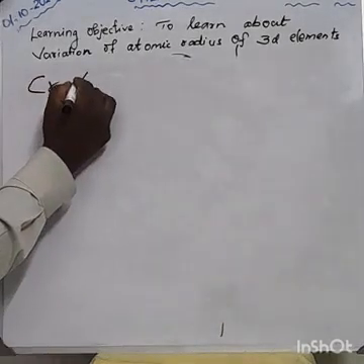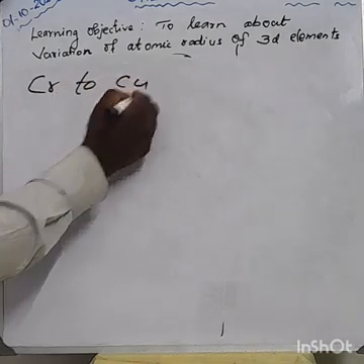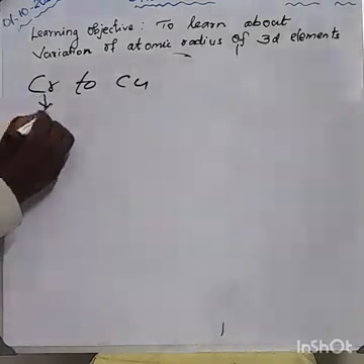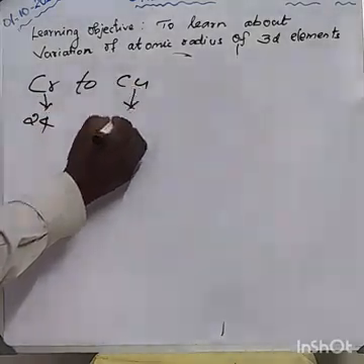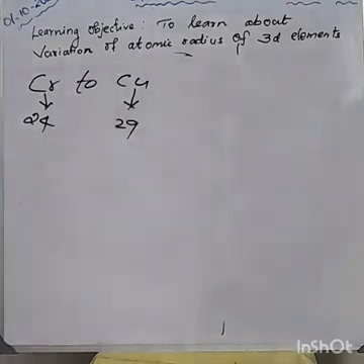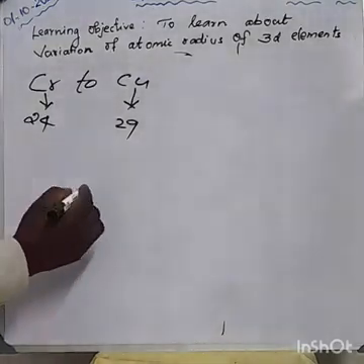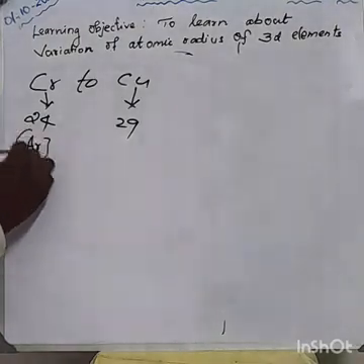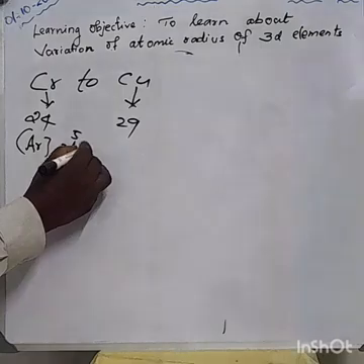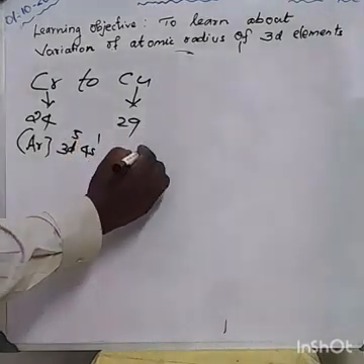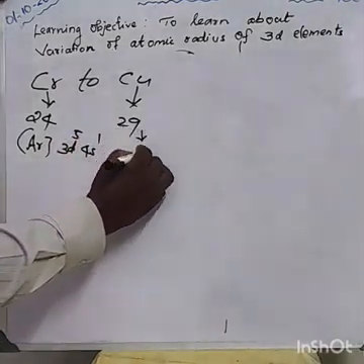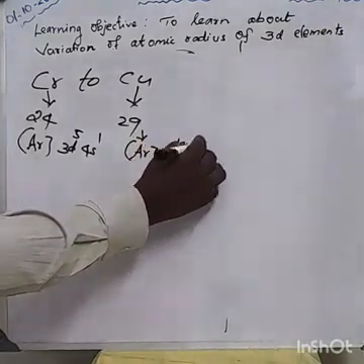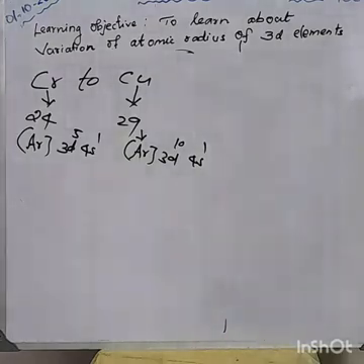Next, what about the size from chromium to copper? The atomic number of chromium is 24 and of copper is 29. Okay, here we can discuss. The first one, chromium. I told you about the electronic configuration, that is argon 3D5 4S1. For copper, argon 3D10 4S1.